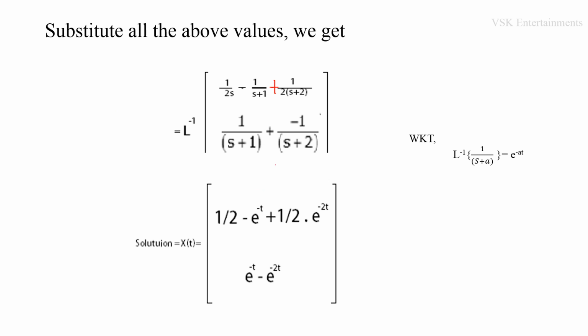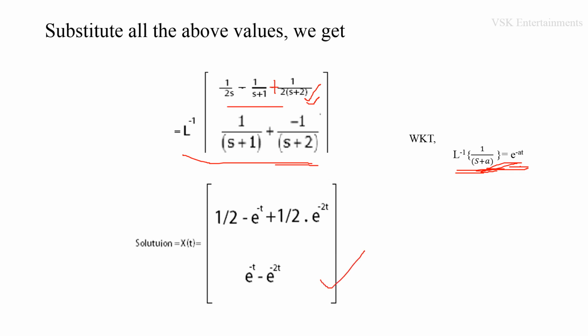This is the resultant matrix by substituting all the values. Then we take the inverse Laplace transform of this resultant one. If we observe each and every term, it is in the form of 1 by (s plus a). We already know the inverse Laplace transform of 1 by (s plus a) is e power minus at. Now apply this formula for finding the inverse Laplace transform of all the factors here. Then we get this.